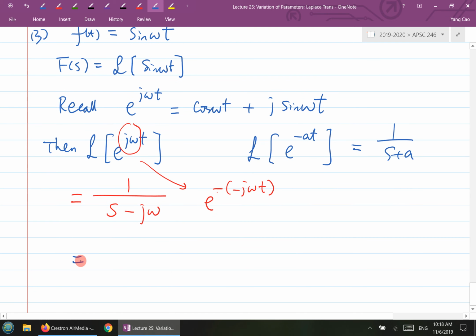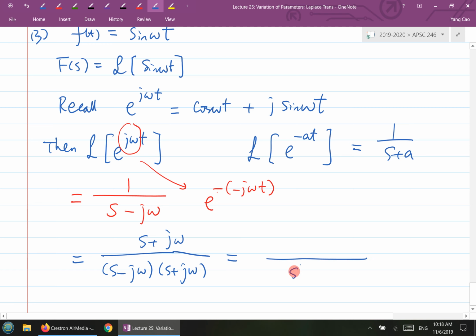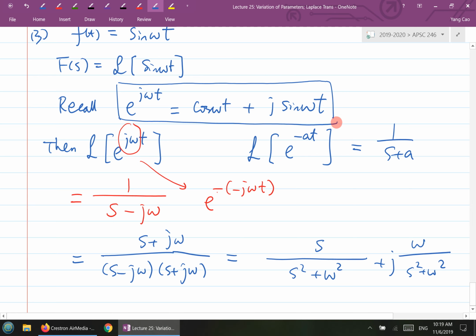And then from here, I can simplify this complex number. What you do is multiply the bottom by its conjugate, and then you get s squared plus omega squared on the bottom, and then you get something like this if you expand it. This is the Laplace transform of the exponential e to the power j omega t. So how is that related to the sine and the cosine? Let's get back to Euler's formula right here.